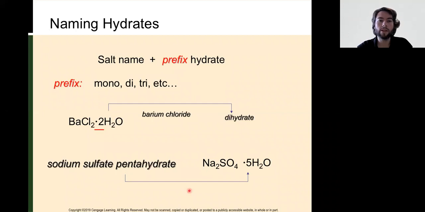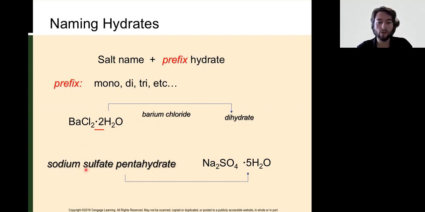Naming hydrates is the salt name plus the prefix hydrate. So the prefix here can be mono, di, tri, etc. So we have barium chloride here, BaCl2, and then we have this dot, this middle or center dot. This indicates that we have physically bound water, which means that we have hydrating water, which means that we have a hydrate. There are two of them, so that's dihydrate. So we would have barium chloride dihydrate.